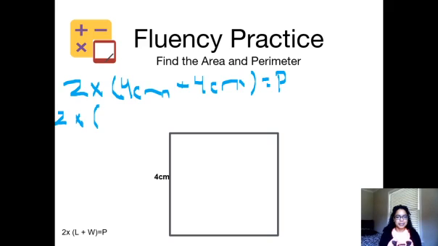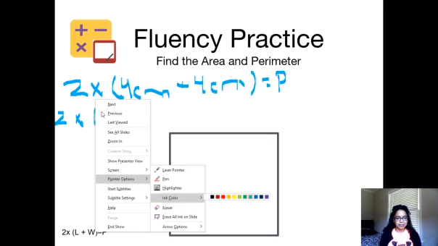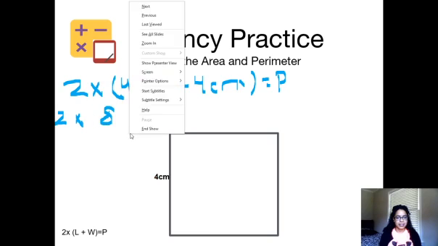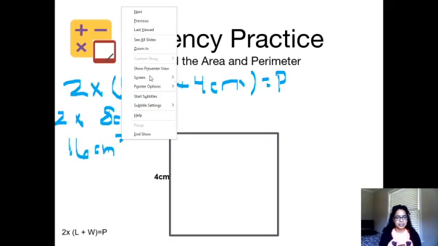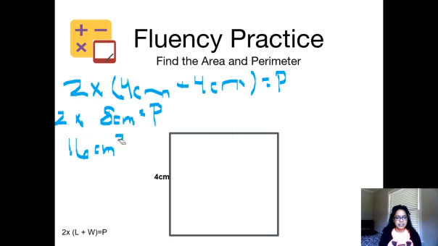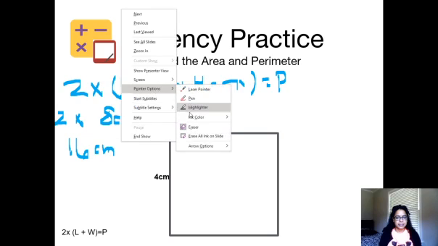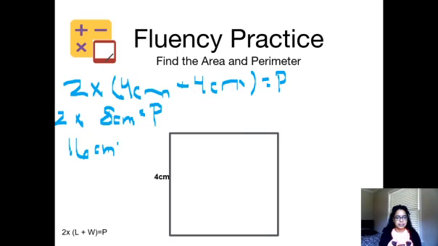So 4 centimeters plus 4 centimeters is 8. Why am I putting this parenthesis here? Okay. So 8 centimeters equals perimeter. So 2 times 8 is 16. So 16 centimeters squared. Not squared. Stop that nonsense. Okay, equals perimeter. So all the outer edges of this square here is 16 centimeters.